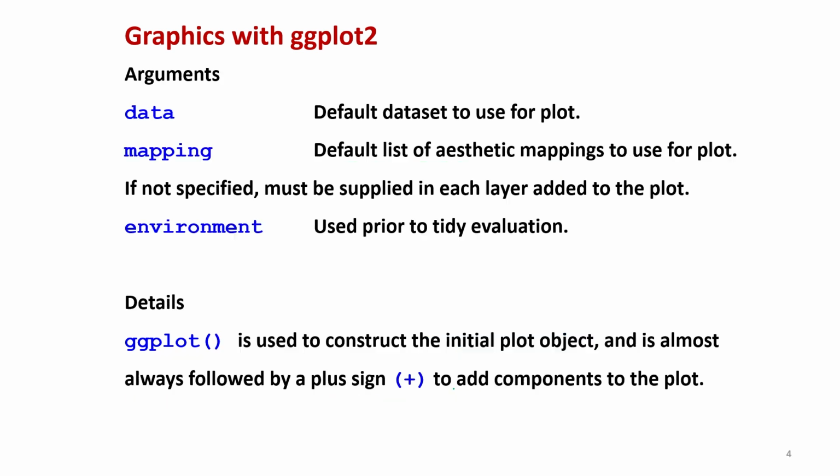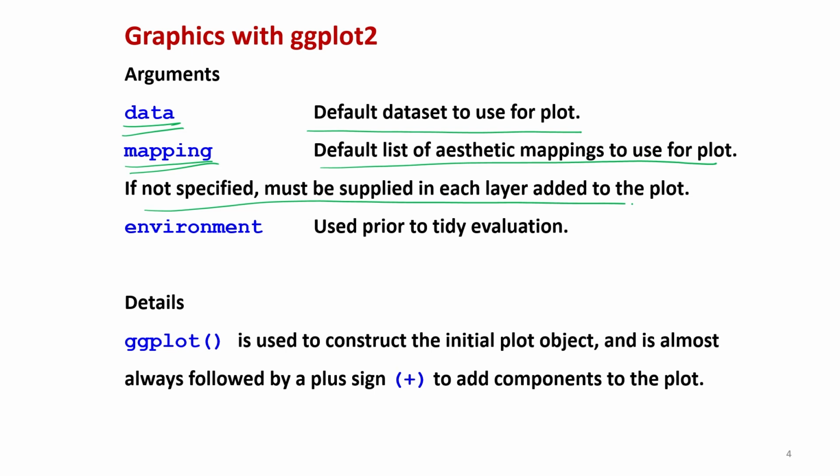etc. Right. So in this, in the data we are giving the default data set which is used for plotting the graph. Then in the option mapping, there is a default list of aesthetic mappings to use for the plot, that is, how the graph will look. These are the aesthetics of the plot, and if they are not specified, then they must be supplied in each layer which is added to the plot. Then the environment, this is used prior to tidy evaluation, right?